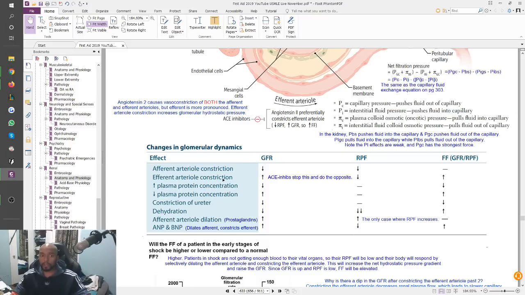If you cause efferent arteriolar constriction, you slow down flow, so your renal plasma flow decreases, and you keep things in the glomerulus for longer, so GFR increases, and FF increases.